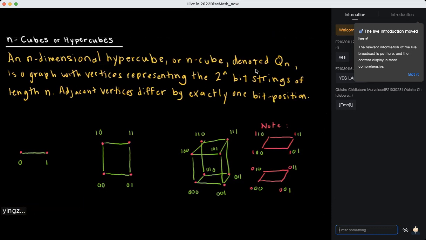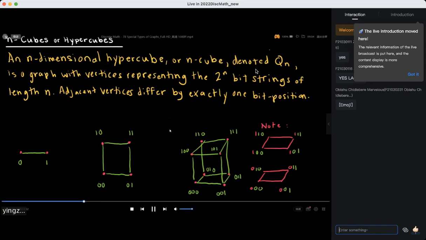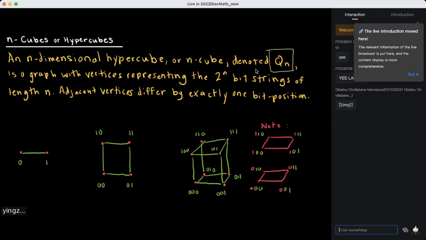Of special graphs, and we can see the notation here is Qn, and that's what tells us that it is a hypercube. And essentially what happens is we have a graph with vertices representing the 2^n bit strings of length n. And it's obviously multidimensional as you get larger and larger and larger. And each adjacent vertex differs by exactly 1 bit position.